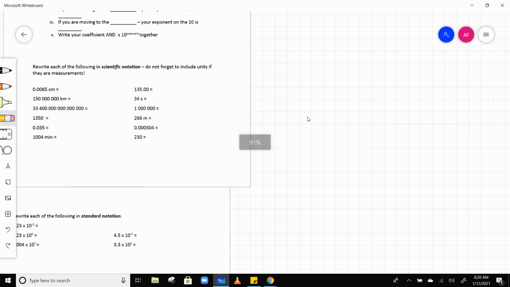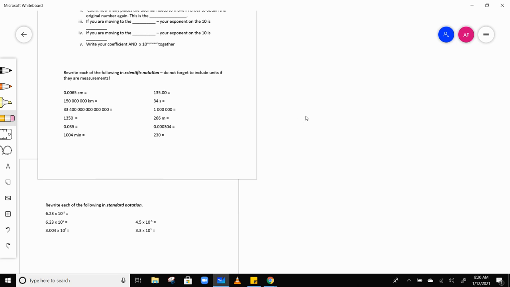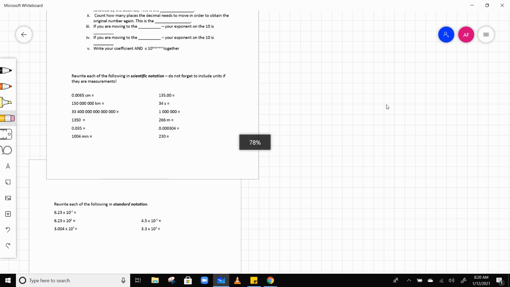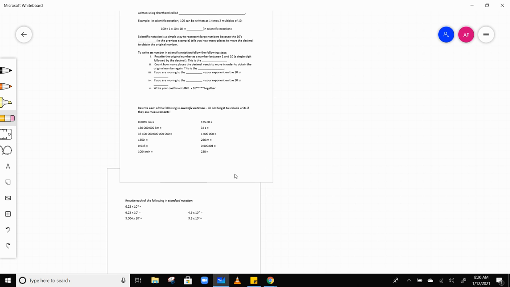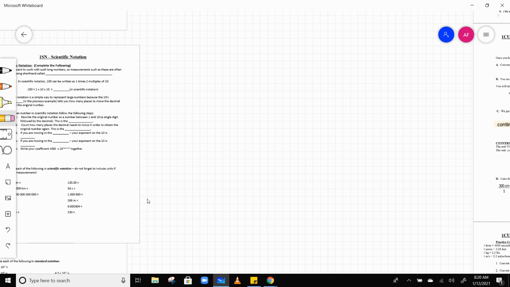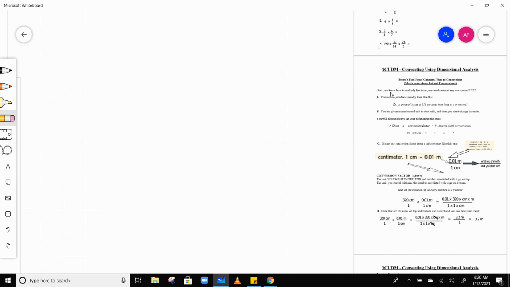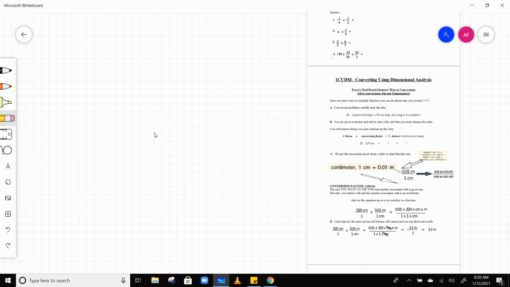Okay, let's move on to converting units. We're going to talk about converting units and everything except for temperature. Temperature, and some other things in science too, are not going to be converted this way. But we're going to talk about something called dimensional analysis today and how to convert units using dimensional analysis.